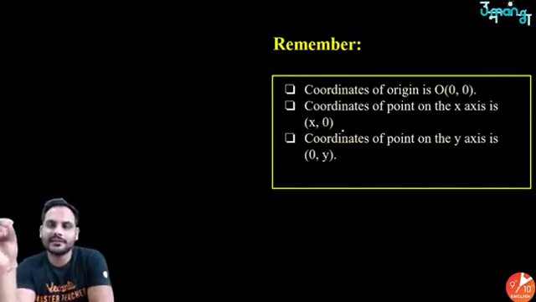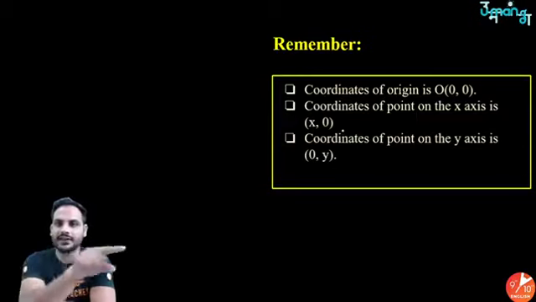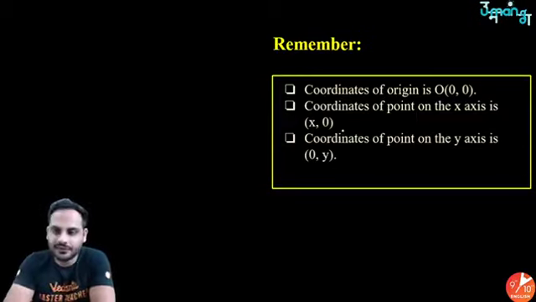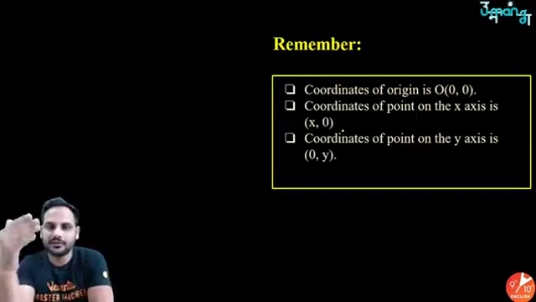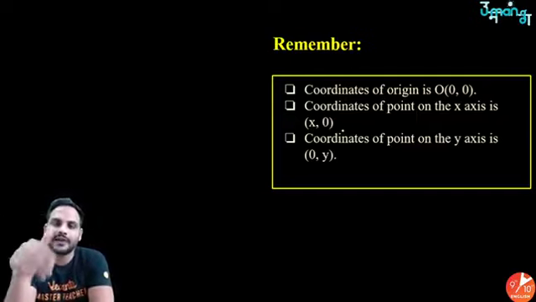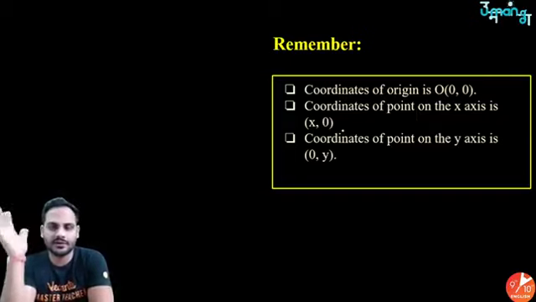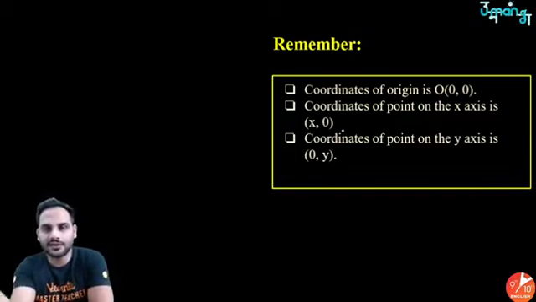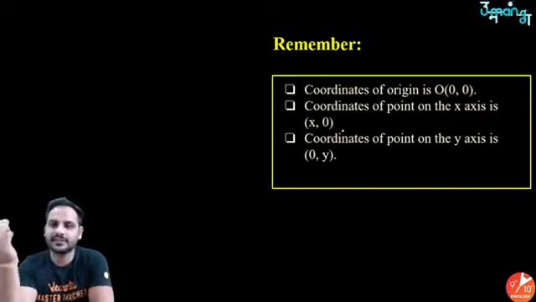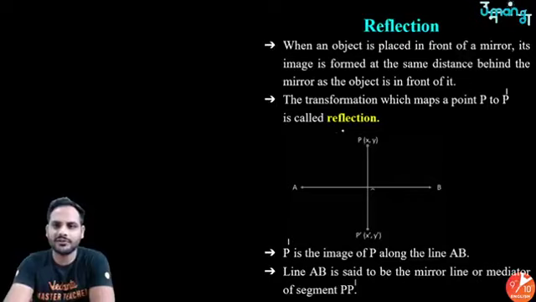Now if a point is lying on the x axis, its coordinate will be x, 0. The x coordinate will be anywhere on the x axis, the y coordinate will be 0. And if a point is lying on the y axis, its y coordinate can be anything, the x coordinate will be 0. So if a point is in the form of x, 0, when the y coordinate is 0, the point is on the x axis. When the x coordinate is 0, the point is on the y axis, right? Which you have already studied.